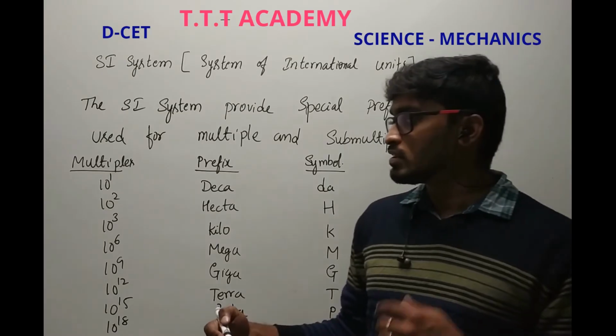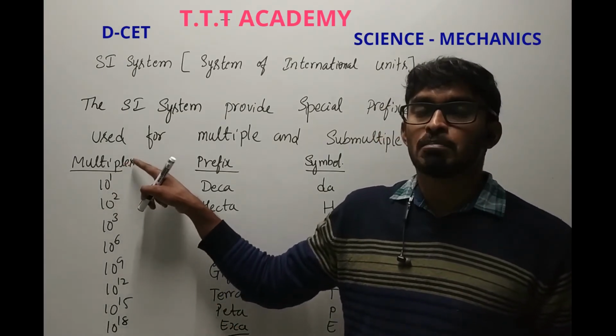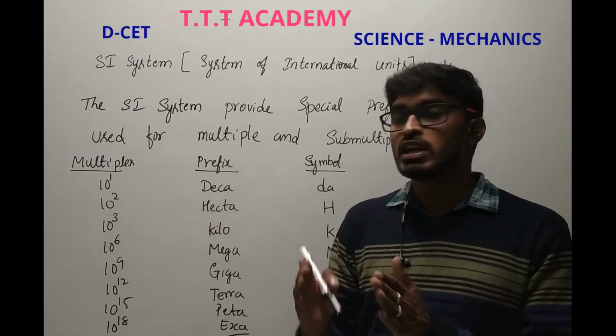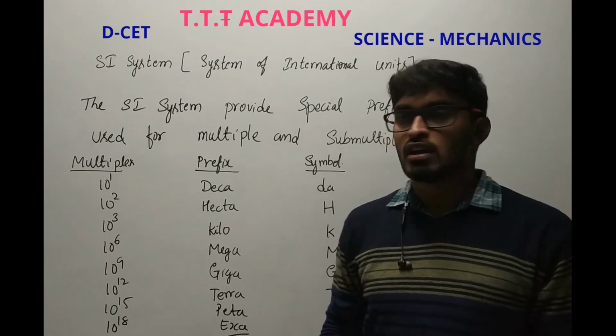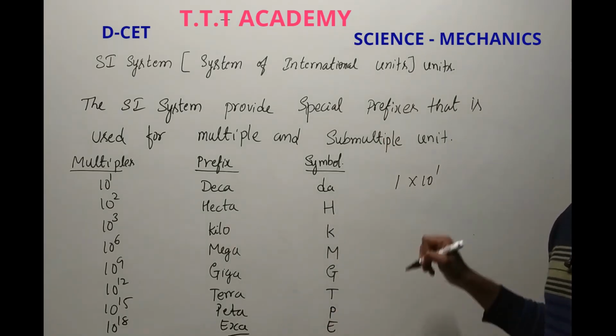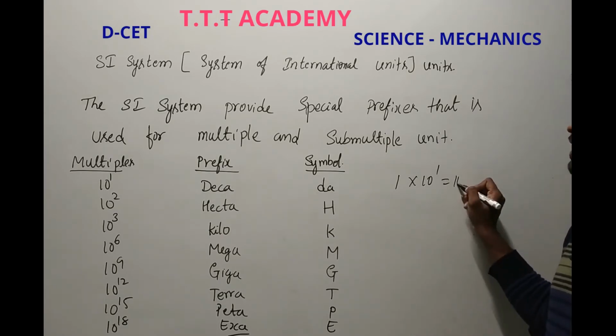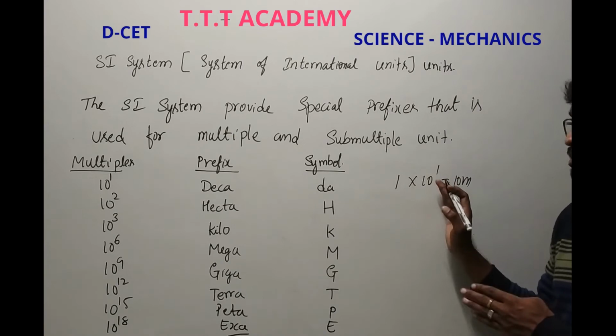Multipliers are indicated by 10 to the power 1. The plus 1 indicates that you have to multiply by 10, one time, to some physical quantity. For example, 1 meter into 10 to the power 1 means the total is 10 meters. 1 meter with 10 to the power 1 means you multiply by 10.